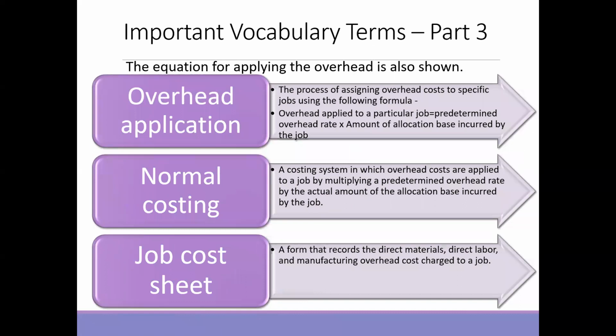Overhead application. The process of assigning overhead cost to specific jobs using this formula. Overhead applied to a particular job is going to be equal to the predetermined overhead rate times the amount of the allocation base incurred by the job.